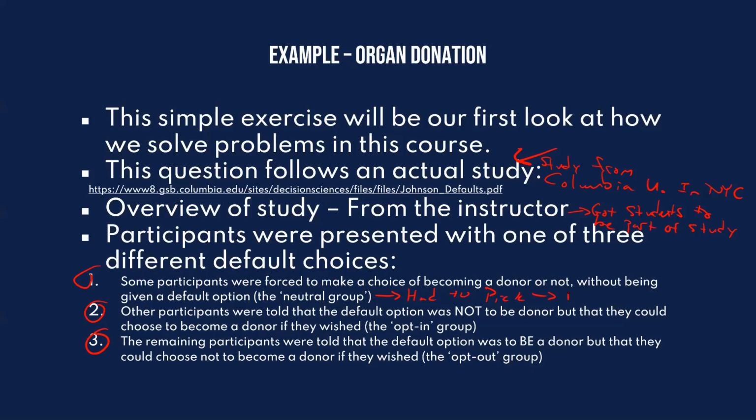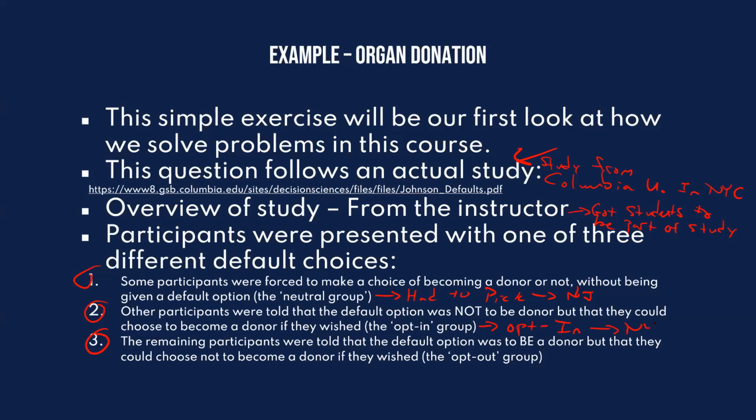Okay, this is how New Jersey does it. The great state of New Jersey, the Garden State. Other participants on their driver's license application said they were told the default option was not to be an organ donor, but they could choose to be an organ donor if they wished. So they could opt in.